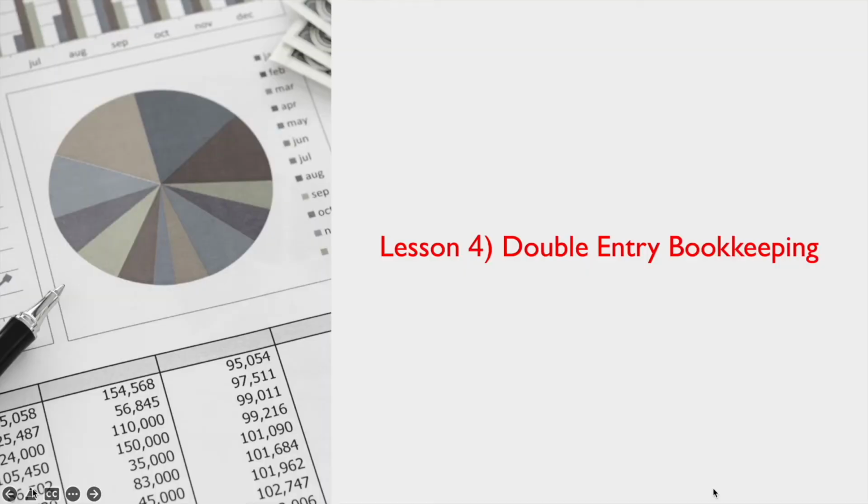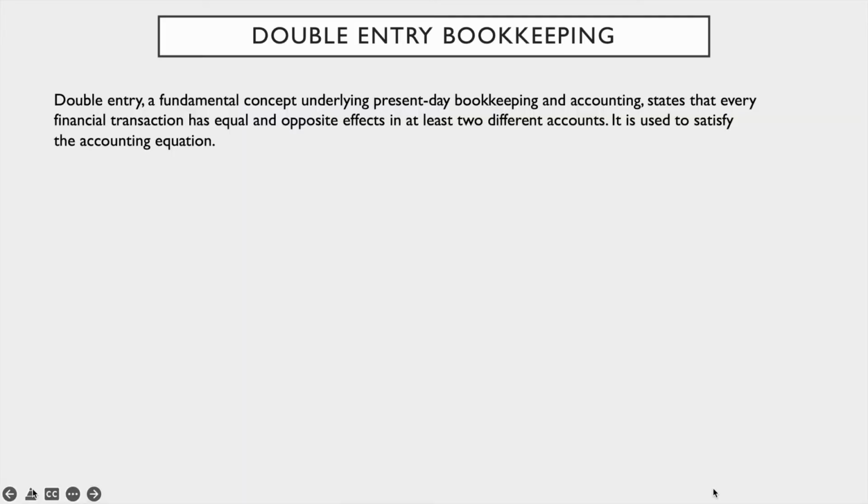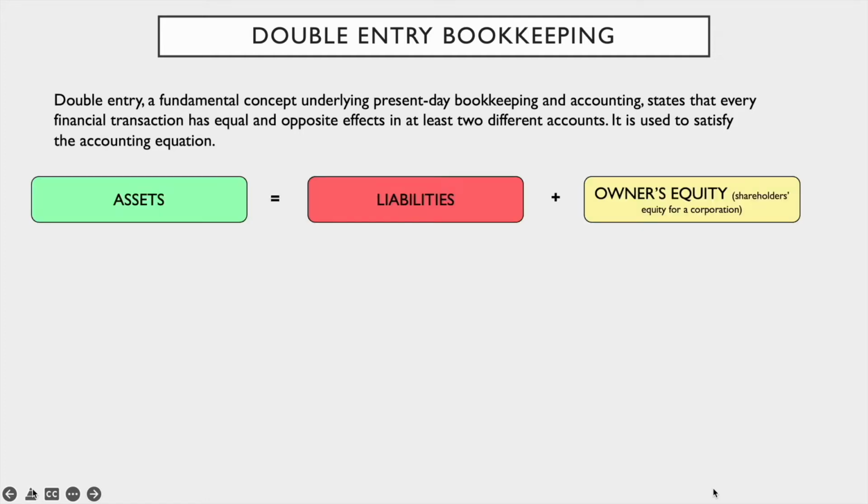Hello and welcome back. In this lesson we will be getting into the fundamentals of accounting, and that is the area of double entry bookkeeping. Double entry, a fundamental concept under present day bookkeeping and accounting, states that every financial transaction has an equal and opposite effect in at least two different accounts. And as we discussed in our previous session, it is used to satisfy the accounting equation, which as a reminder is that assets are equal to liabilities plus owner's equity.